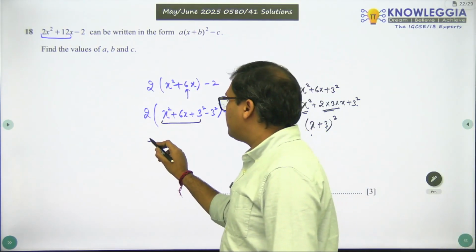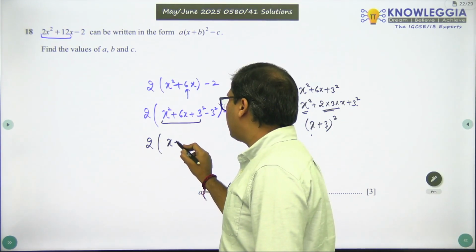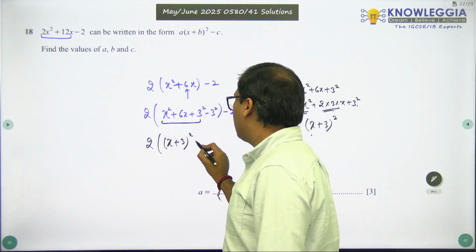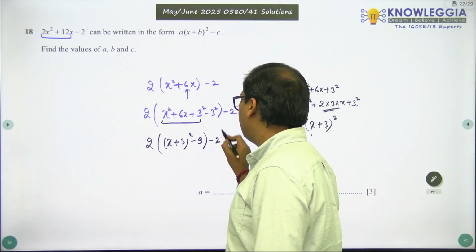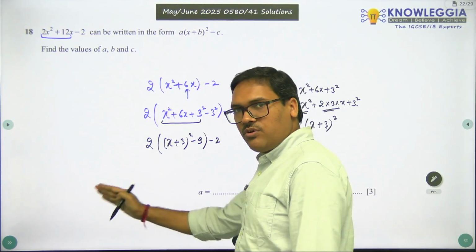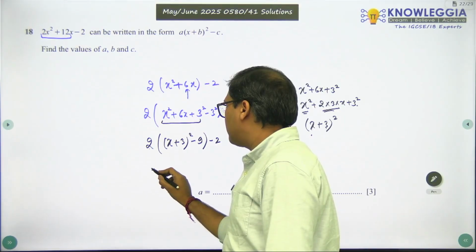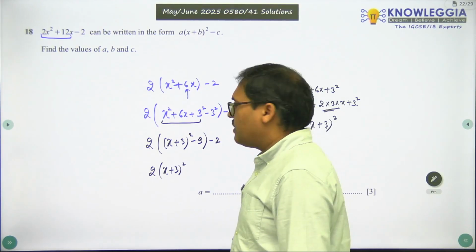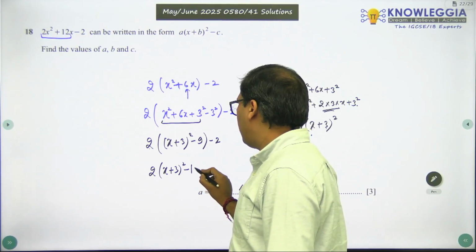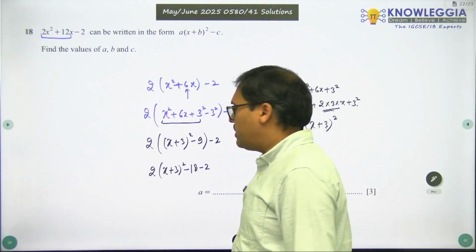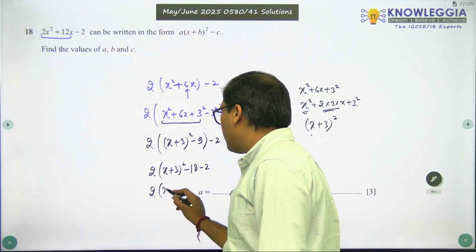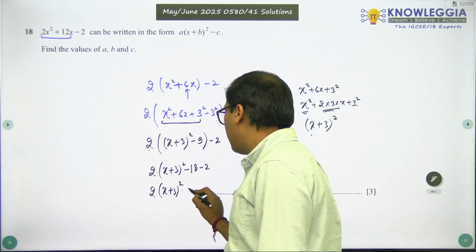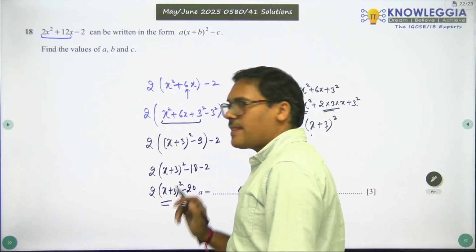So I can complete and say this is 2 into x plus 3 the whole square minus 9 minus 2. You can see this is minus 9 and 2. Now we can open this. This is 2 multiplied with this, so 2 into x plus 3 square, and 9 into 2, that is minus 18 minus 2. So what is this? This is 2 x plus 3 square minus 20.